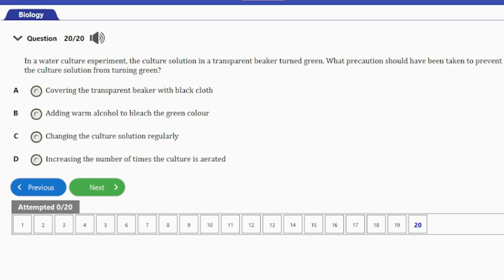So guys, the answer to this question is option A, and that's covering the transparent beaker with a black cloth. Again, this will prevent the penetration of sunlight. So by such, it will prevent the growth of algae in this experiment. And that's it for this question, and this is where we end this video for today.